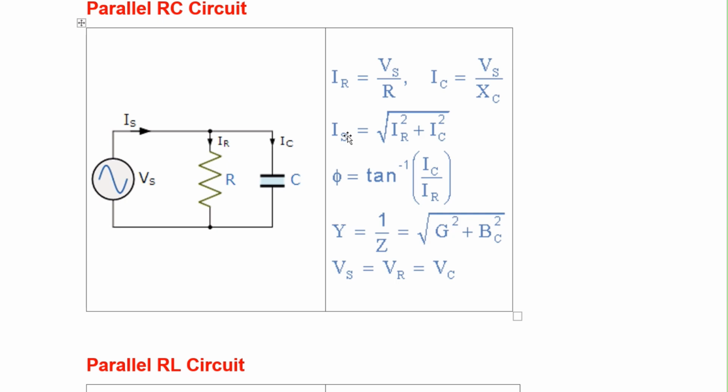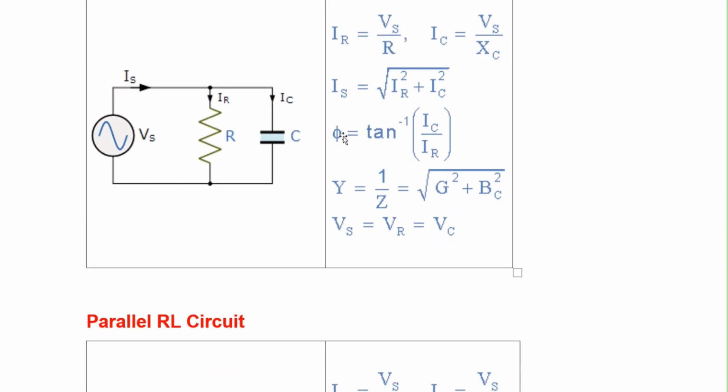and Is is not the algebraic sum of the two currents IR and IC, but it's a vector sum. The magnitude of Is, the source current, is equal to the square root of the square of IR plus IC square. So these two currents, IR and IC, have been squared and summed, and then the square root is found to calculate the value of the source current.